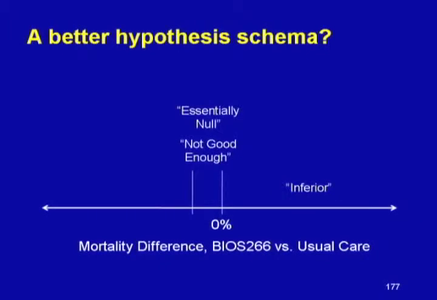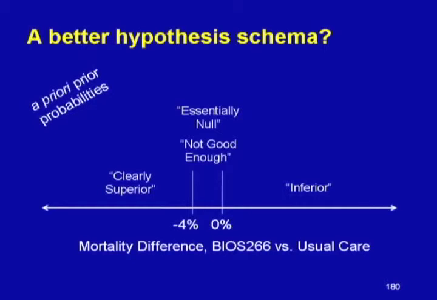Here's another a priori setup. So suppose you didn't like that setup. Let's do this one very quickly. So here's a range where we're not good enough or essentially null, okay? And we're going to make that the minus 4%. So now we're going to say this isn't marketable unless I can get it down to minus 4% or less, all right? And so we set up, this is now a tougher criterion. It's going to lead to lower posterior probabilities because the criterion is tougher to get to rule into clearly superior.